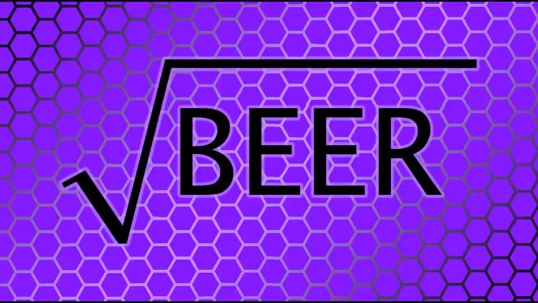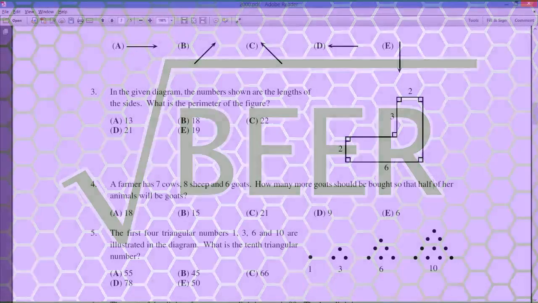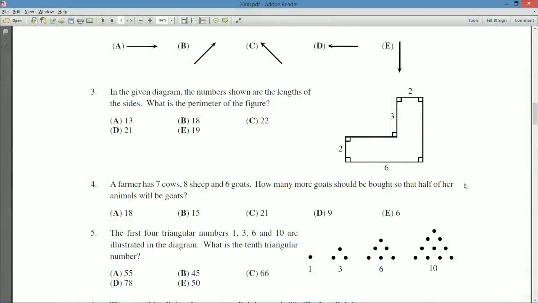That's the grade 10 level contest. And we're on to question number 3, which looks like an interesting little geometry question. In the given diagram, the numbers shown are the lengths of the sides. What is the perimeter of the figure?